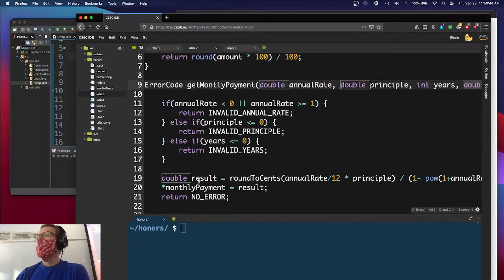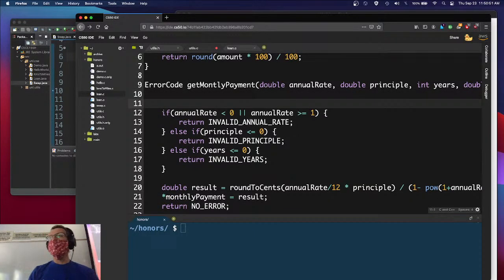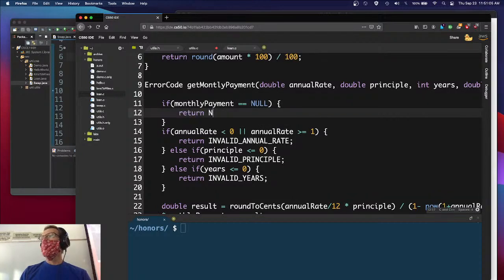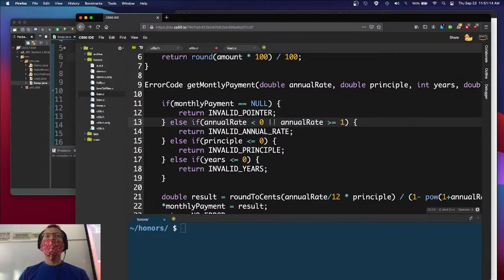Do not dereference a null pointer, right? So let's check for that now, because now we have a pointer that we should be checking for null. By the way, that generally comes first, right? If monthly payment is null, then return a null invalid pointer error. And then else if. There we go. Okay. Invalid pointer.